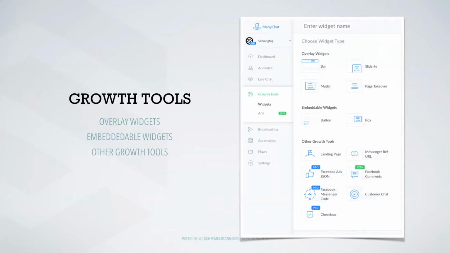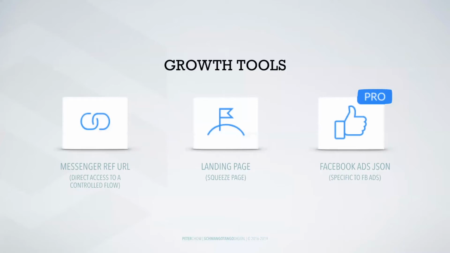Okay, so the next thing is we're only focusing on a few. We don't need to do bar, modals, slide in, tick over, box, button. Button is powerful. However, embeddable widgets for button is buggy, in the sense that there are certain updates in Safari that have prevented buttons from working properly, and we are not going to use that. So there are only three growth tools that we need to look at.